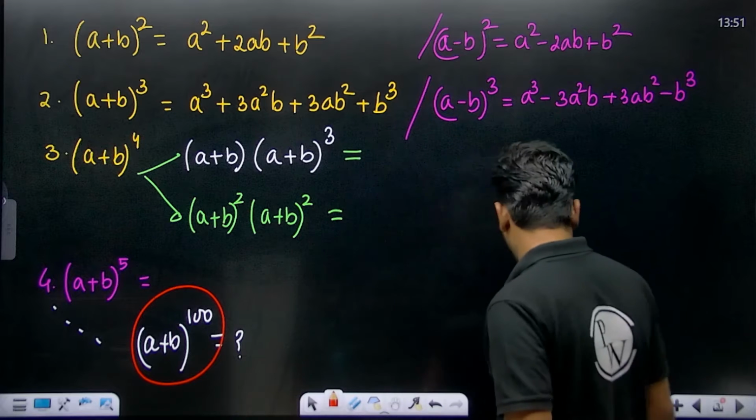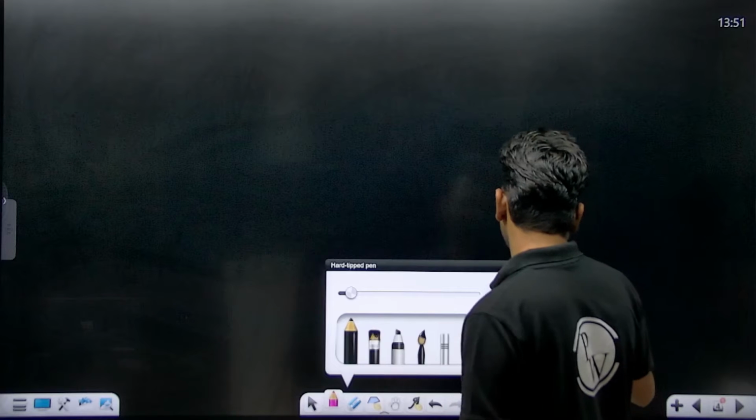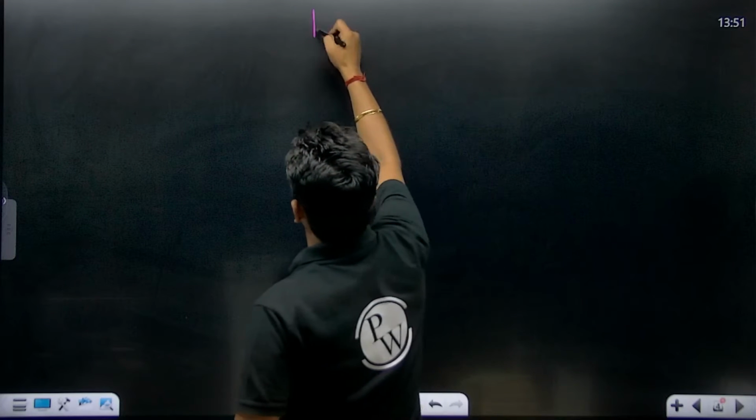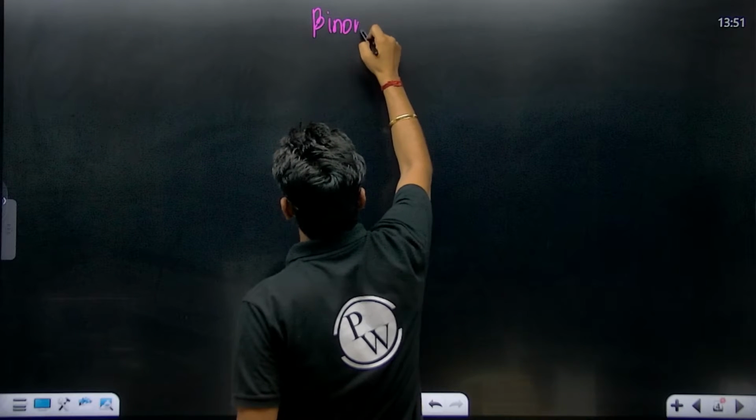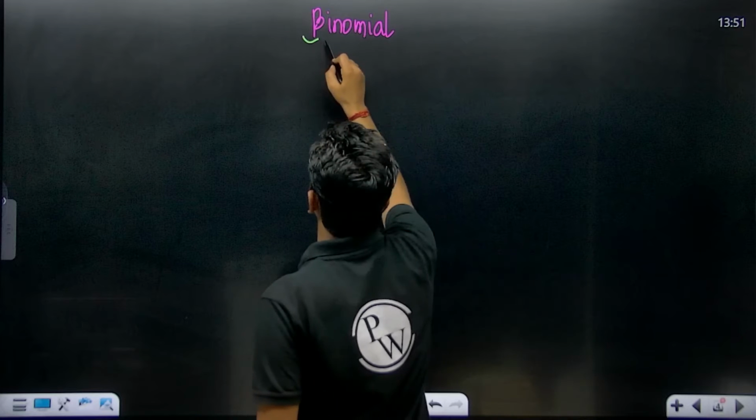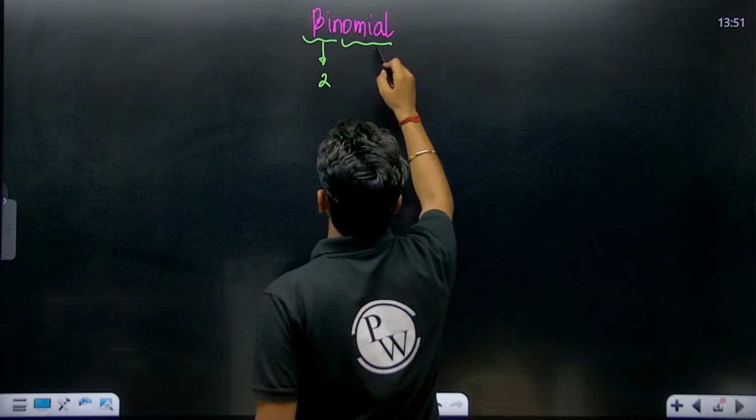All right, so let me tell you the expansion which we use over here. Ultimately, why do we call this chapter binomial? Bi means two, and nomial means terms.